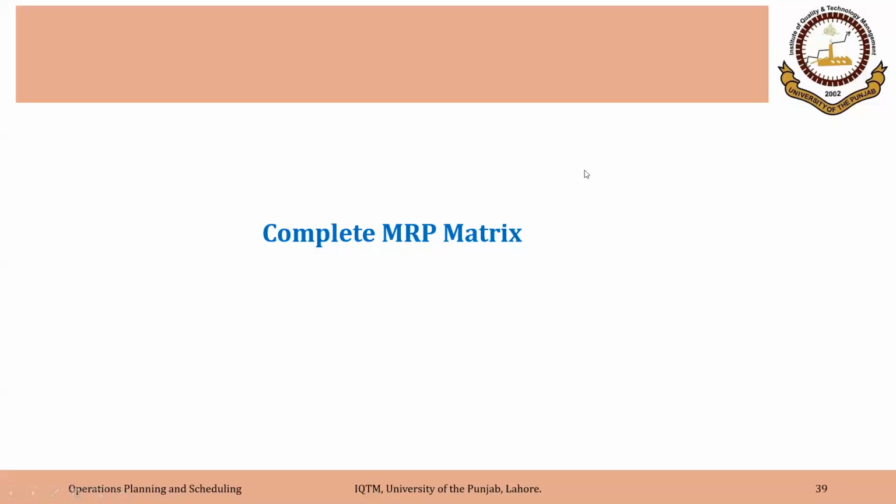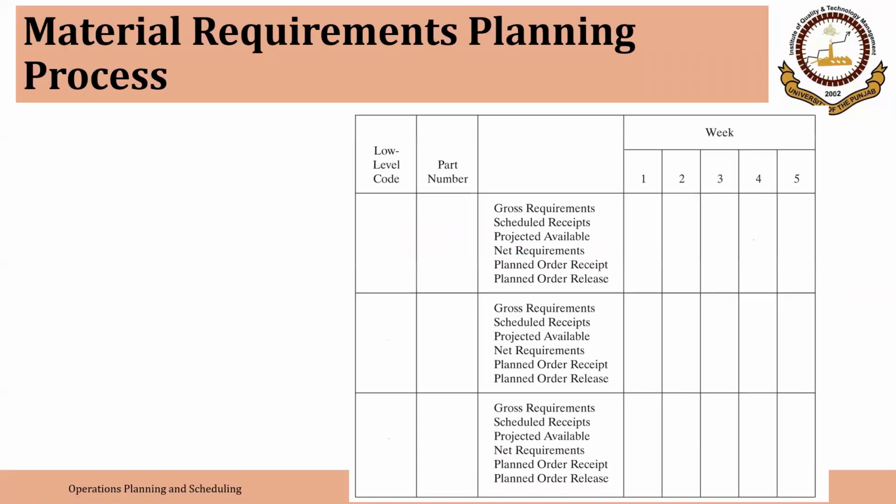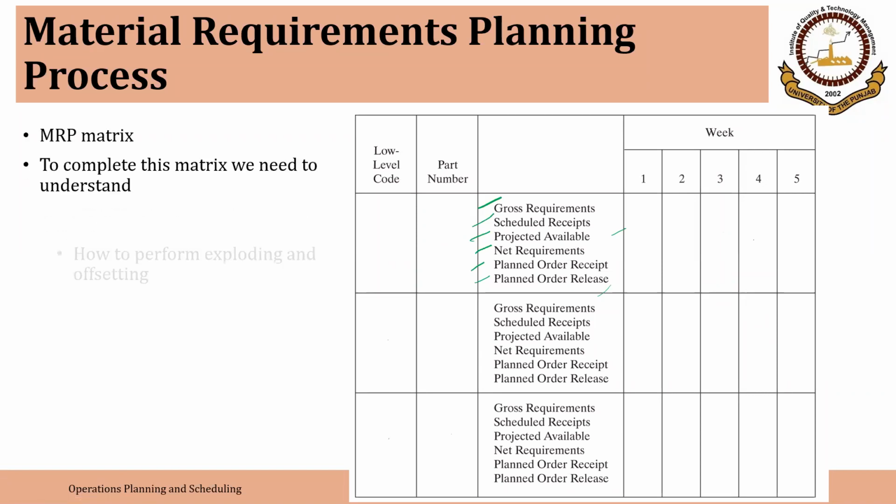So now we will discuss the complete MRP matrix or MRP grid. There are actually 6 components in an MRP grid: gross requirements, scheduled receipts, projected available balance, net requirements, planned order receipt, and planned order release. First I will define all of these 6 terms, and then we will solve a couple of examples.